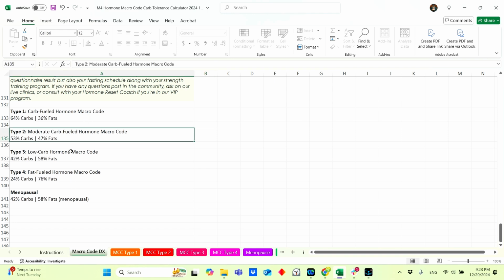Type 2, type 3, and menopausal are very similar. So in that particular case, you can choose to follow these types or go to the TDEE calculator. Type 4, that is for very carb sensitive people. I'm a type 4, so I really need to be looking at the macro ratios under type 4.